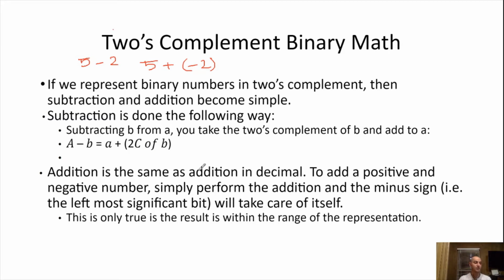If you are doing addition, a positive and negative number, or two negative numbers, or two positive numbers, doesn't matter. As long as you're doing the addition, you just do it as usual, as if it's unsigned. You just add the numbers, and the sign is going to take care of itself. If the sign was weird, that's going to be overflow, and I'm going to show you an example of that. But basically, to recap, we convert the subtraction to addition by doing the two's complement, and for addition we don't need to do anything extra.